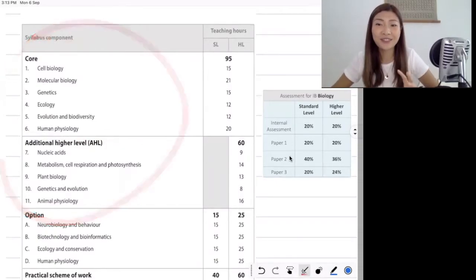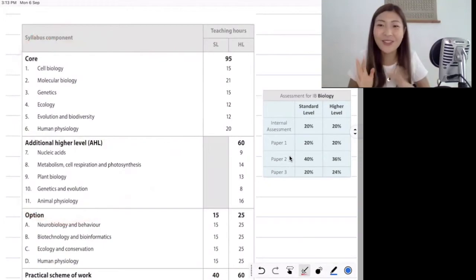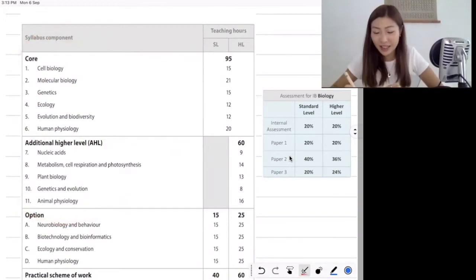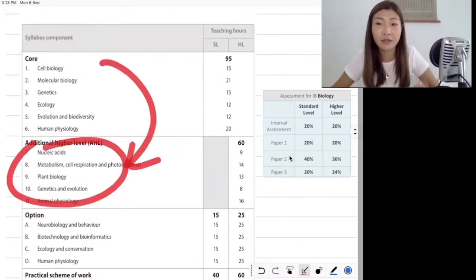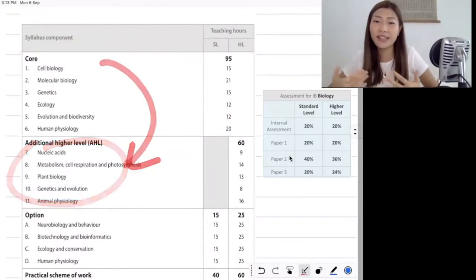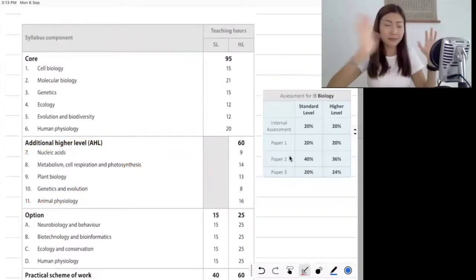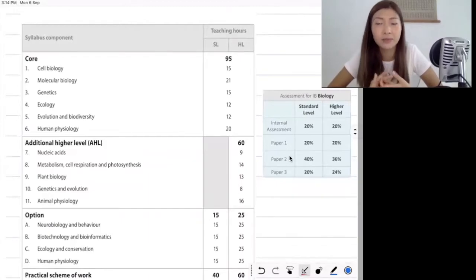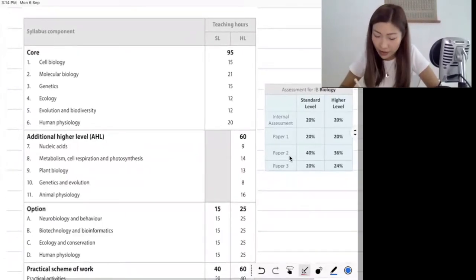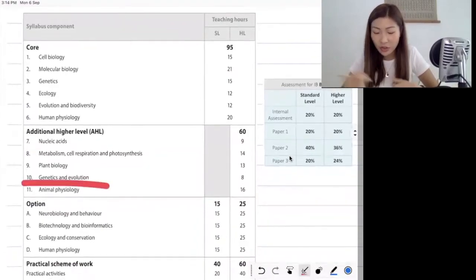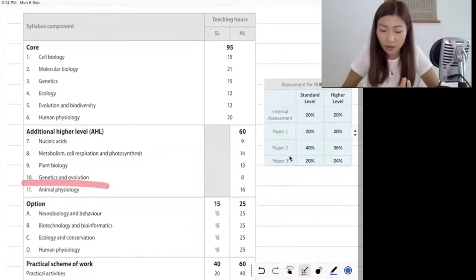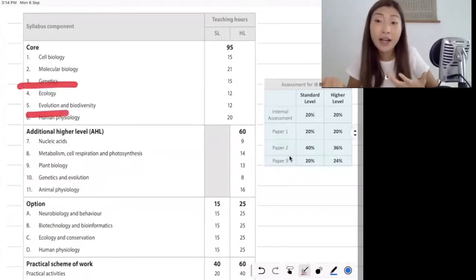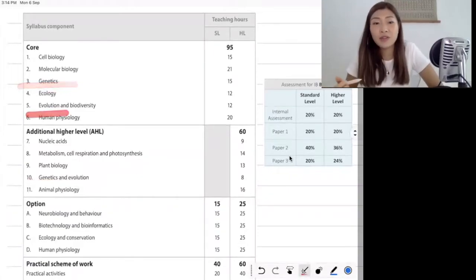So don't be like, oh my God, there are so many more topics. Don't worry too much, because some of these higher level topics are just extensions to standard level topics, so it's not as lengthy as the core topics. Some of them are pretty short actually. For example, you can have a look here: unit 10, genetics and evolution, would be an extension to probably unit 3 and a little bit of unit 5. So yeah, it's pretty fun.